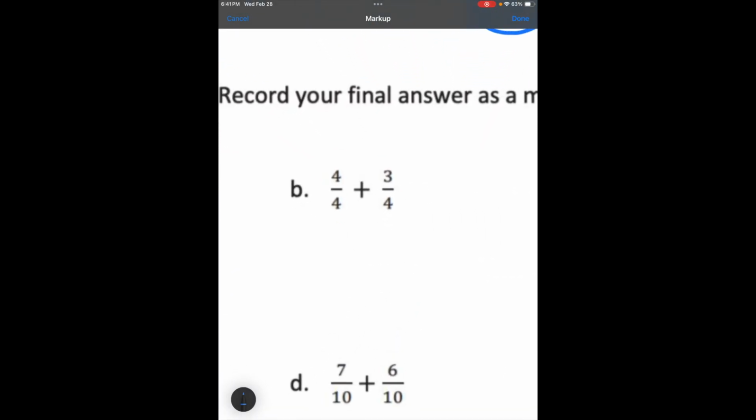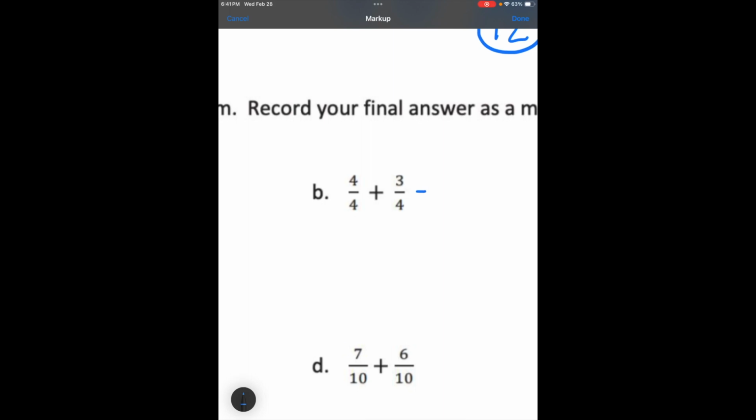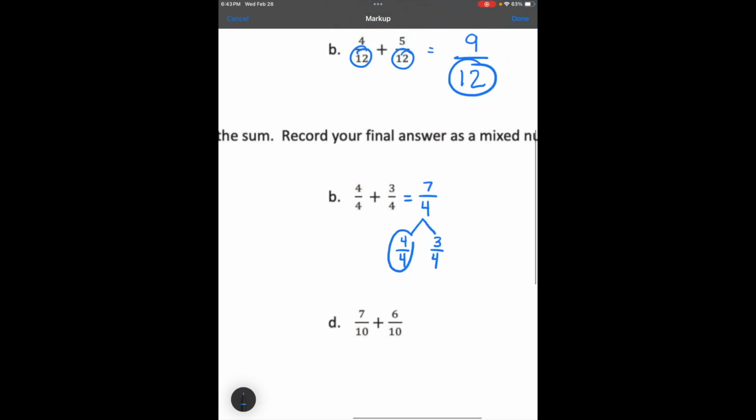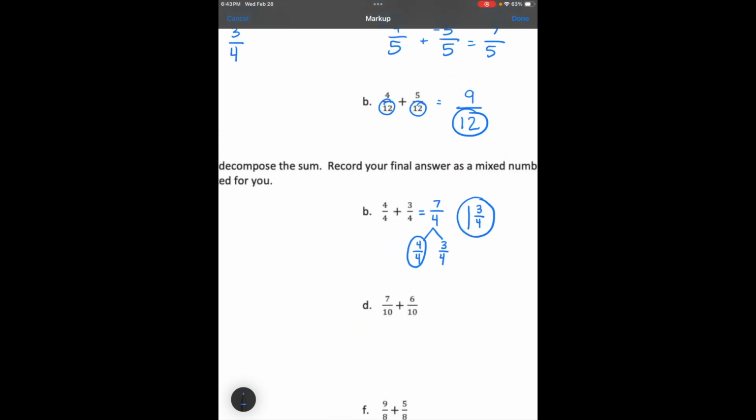Let's do B together. 4/4 plus 3/4. So first we just simply need to add our fractions together. When I add these together, I get 7/4, but this is improper. I need to decompose this and pull out a whole. What fraction is going to be equal to a whole with this denominator? 4/4, leaving 3/4 behind. So when I write this as a mixed number, I like to circle any fractions that create a whole. So I have 1 whole and 3/4 as my final answer.